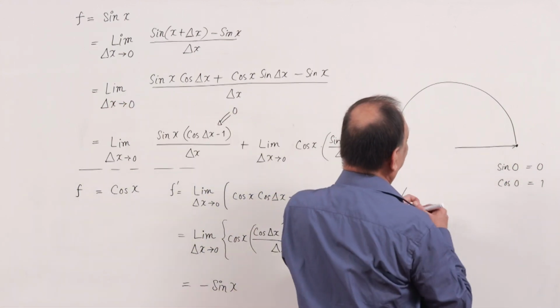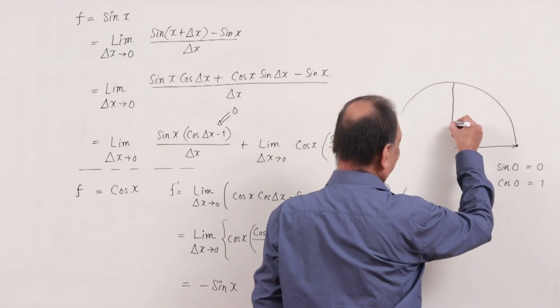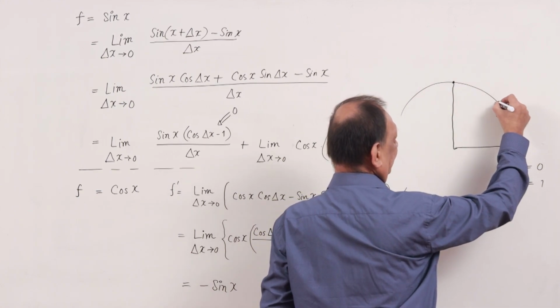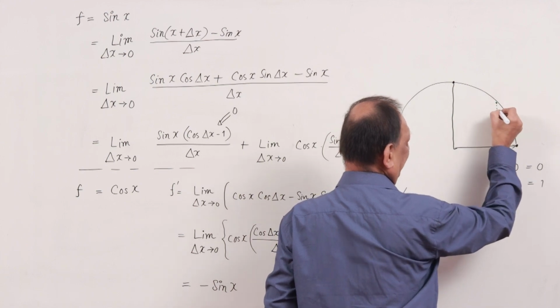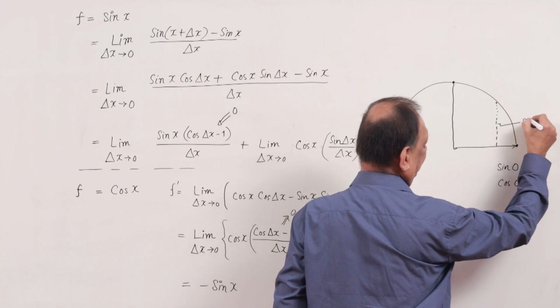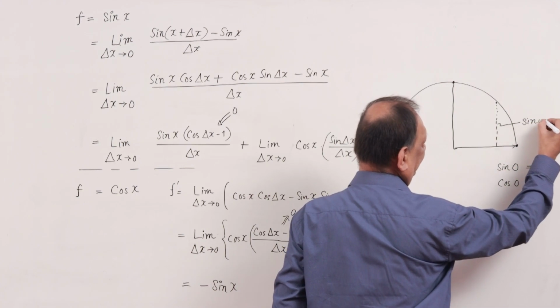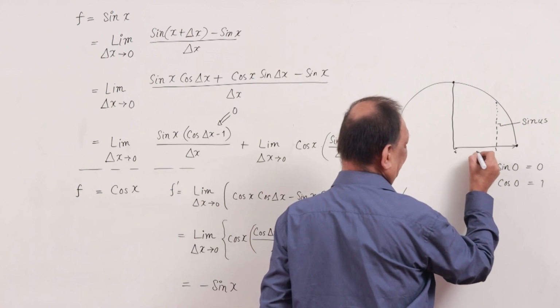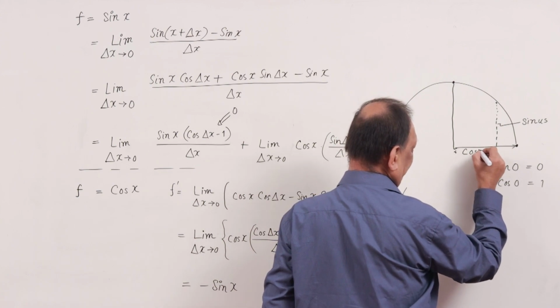So when you move from here till the right angle, what we call 90 degrees, from here to here. If you drop a perpendicular, you'll find the altitude is sine or sinus, and the distance from the center is cosine x.